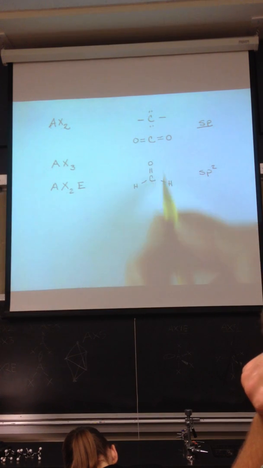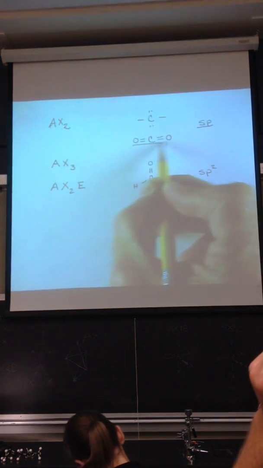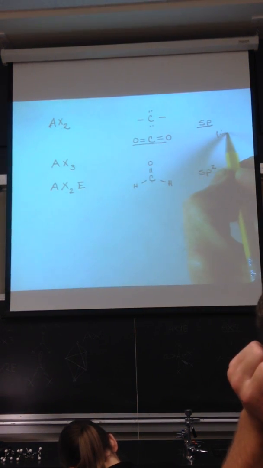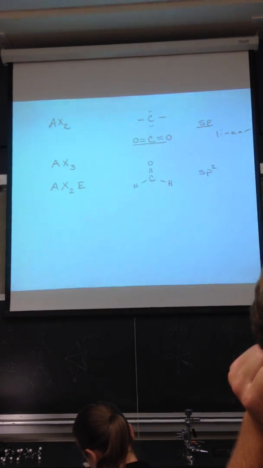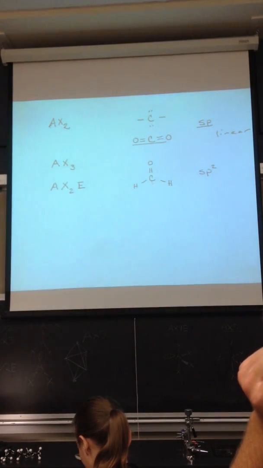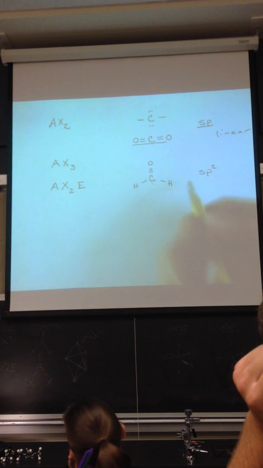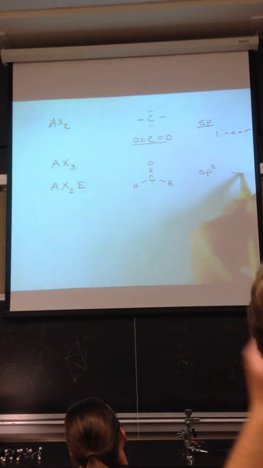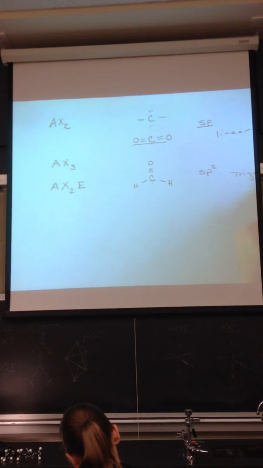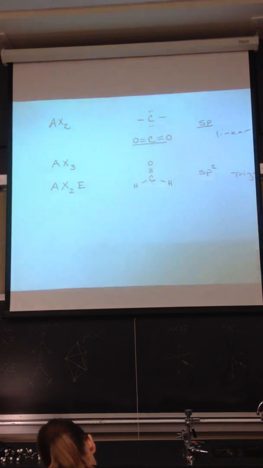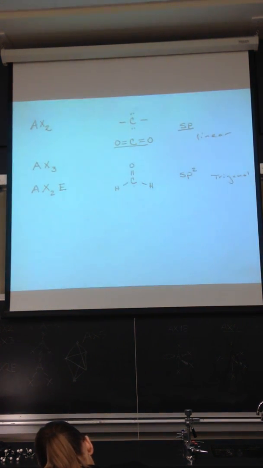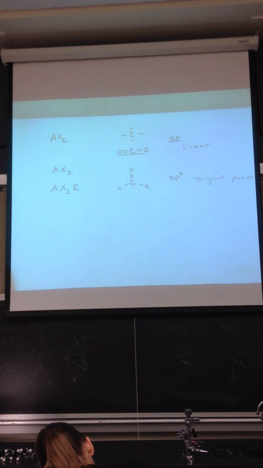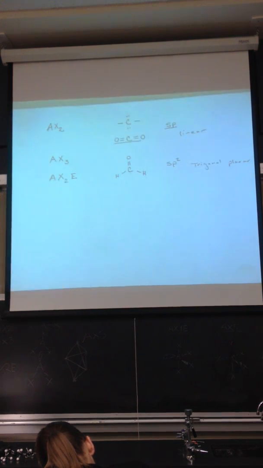Let's go to, what would be the shape of this thing? This one we know is going to be linear. There's no other way of putting that together. What would be the shape of this one right here? This one would be trigonal planar. Okay, so that's trigonal planar. Try to keep that as big as possible for you in the back there.